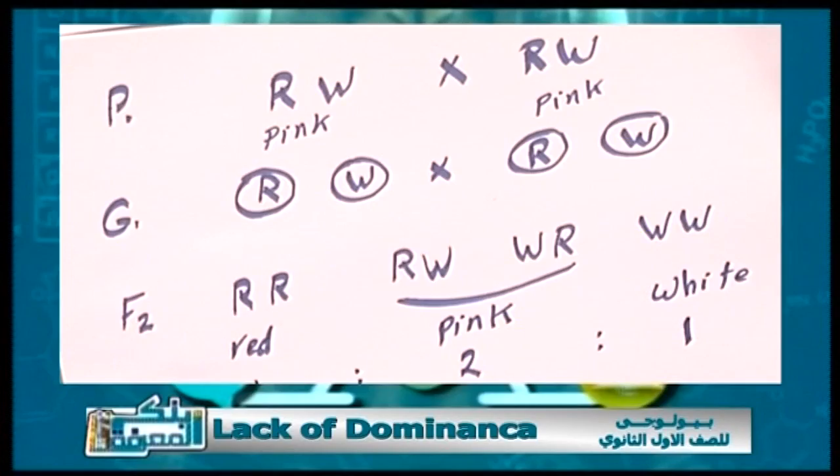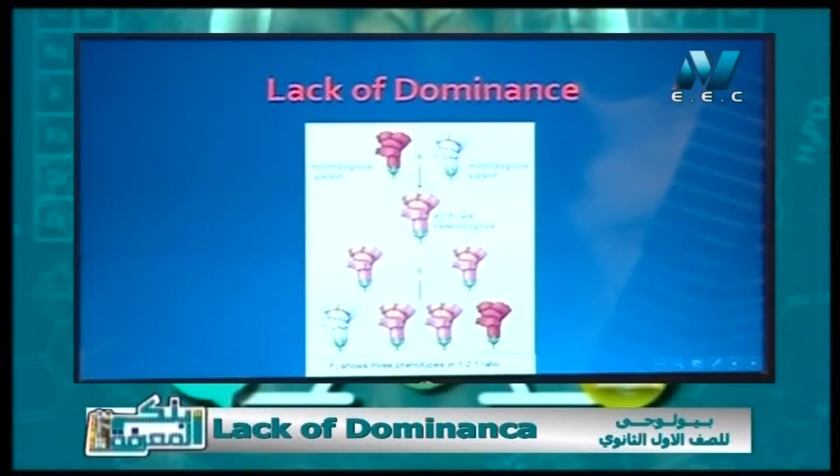Again, lack of dominance is different from complete dominance, because in complete dominance, of the 2 genes, one of them dominates over the other. It hides the effect of the other one. But in lack of dominance, in the individual which has the 2 genes, each one of them participates in the production of the same character. So the produced character will be an intermediate one, like we studied now.